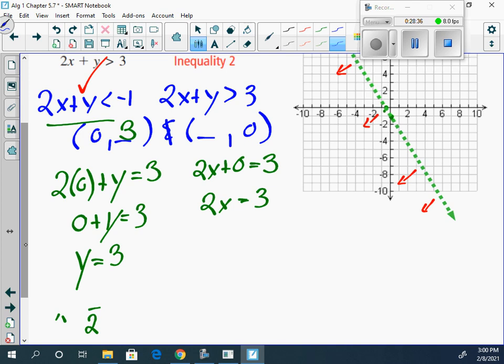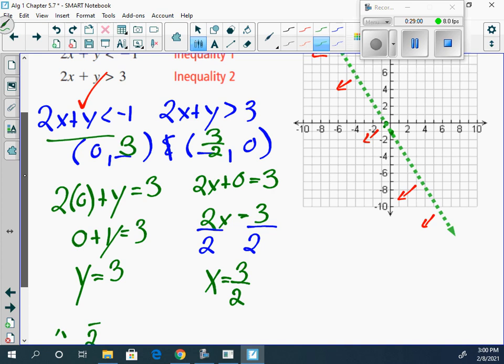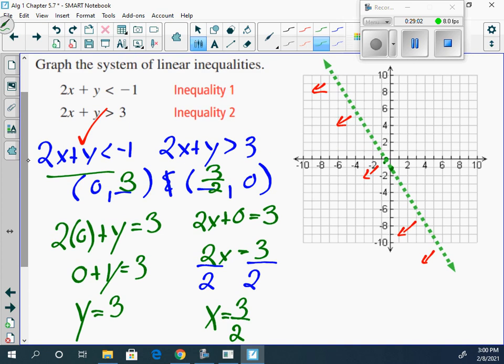And what do we need to do to get the value of x by itself? Divide by 2. Almost. 2. Which tells us x is equal to 3 halves. So do we have our 2 points now? Yes. So 0, 3, 0 on the x and 3 on the y, so that means we're going up 3.